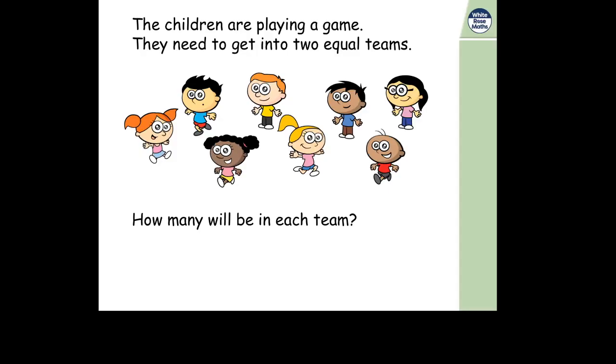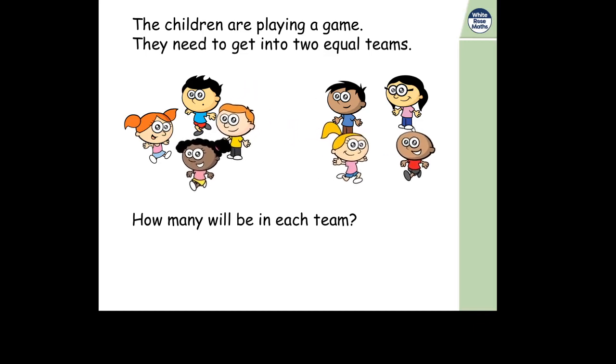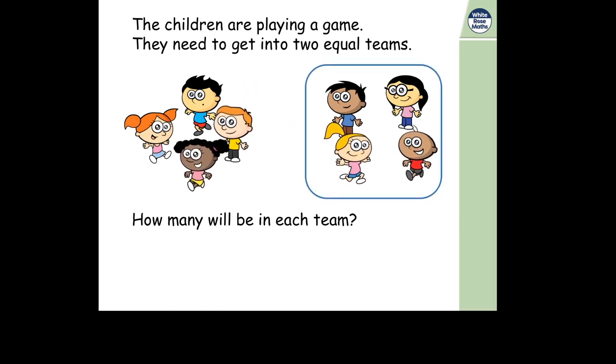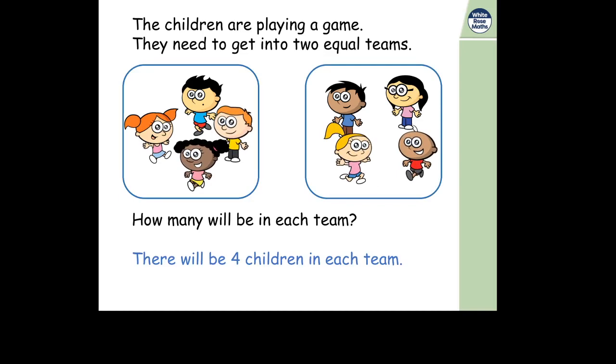So, first of all, it says, the children are playing a game. They need to get into 2 equal teams. How many will be in each team? So we're going to move them. We've got 1 team over there and 1 team over here. So how many will be in each team? There are 4 children in each team. So we've shared them out into 2 groups.